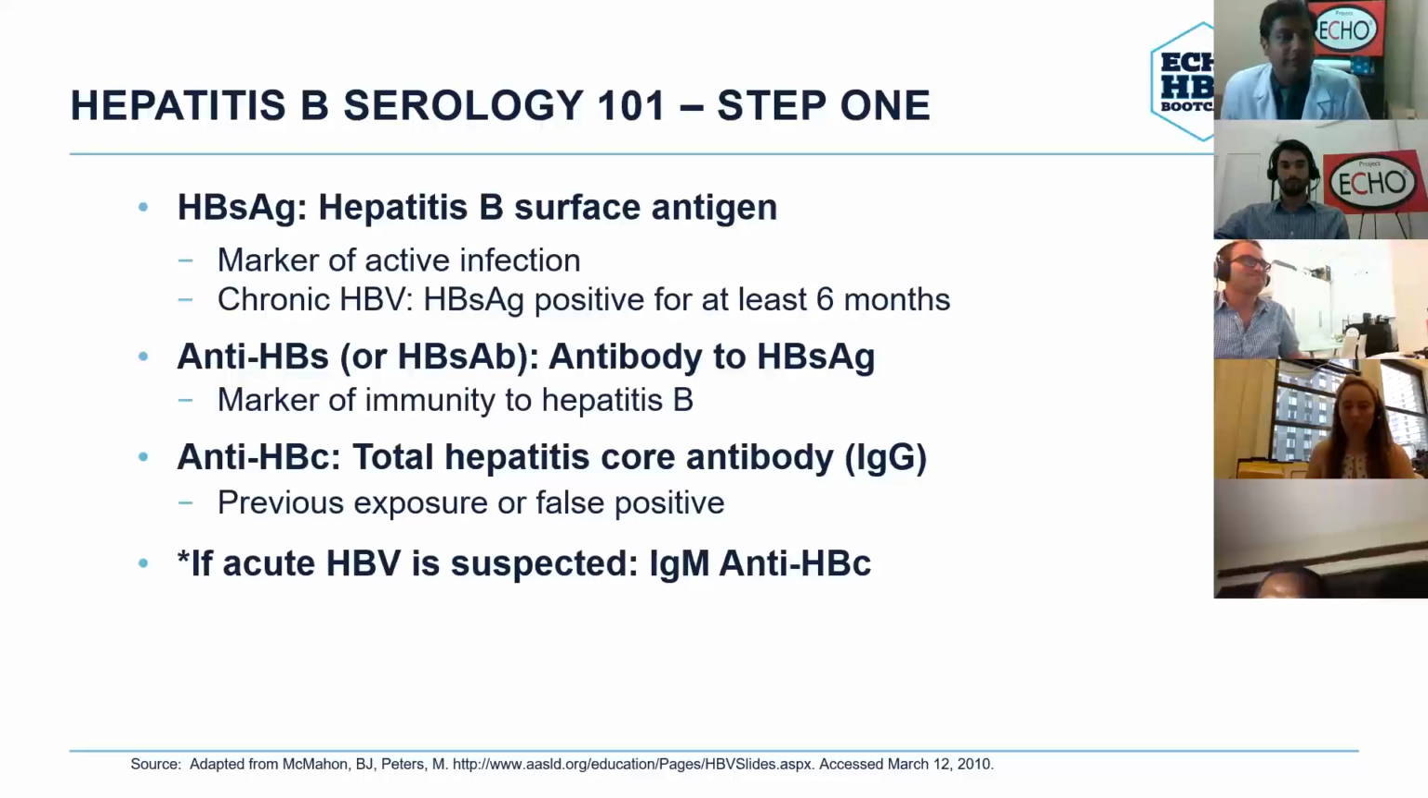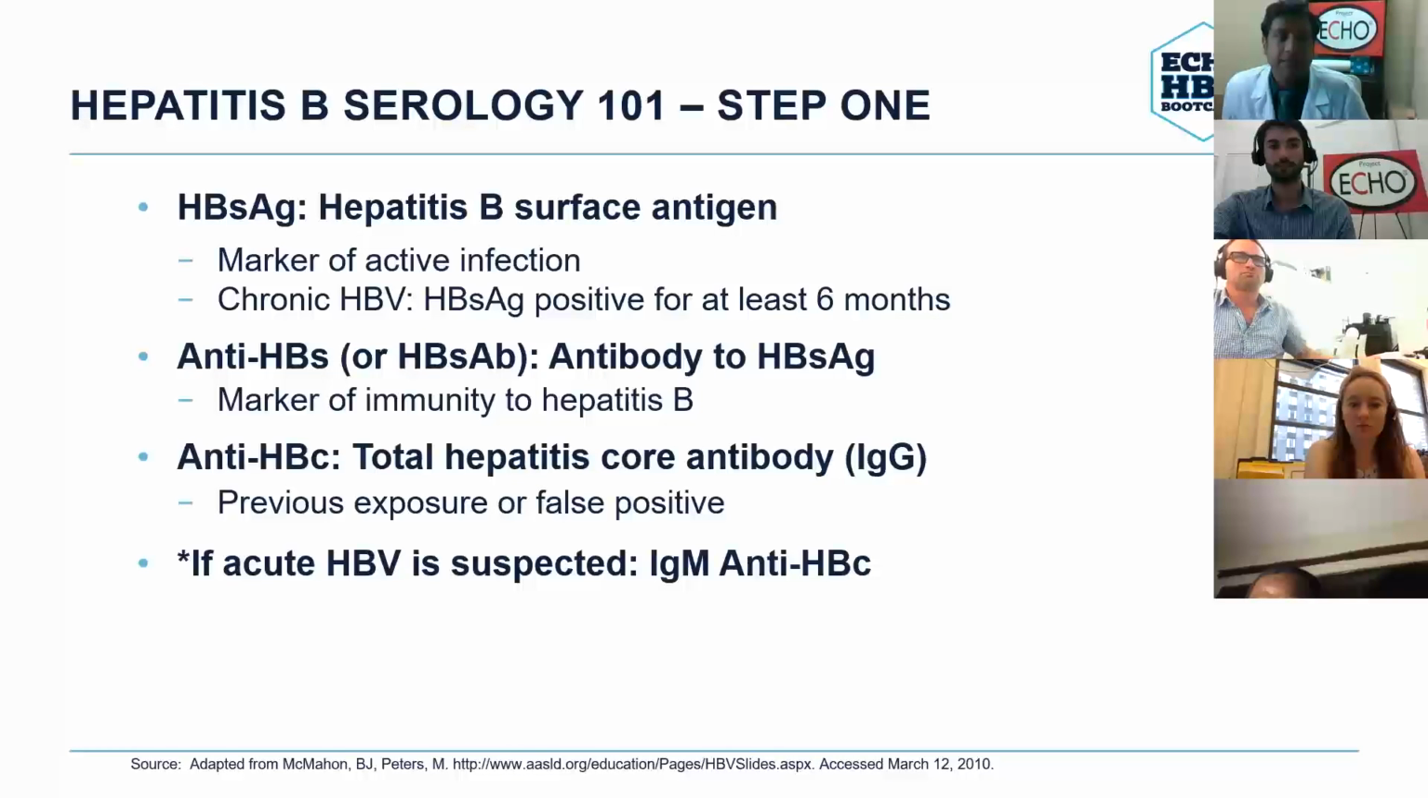Now, we also check for hepatitis B surface antibody. Sometimes in your labs, you can be seeing the result as anti-HBs, which basically means antibody to hepatitis B surface antigen. So this particular test is a marker of immunity to hepatitis B.